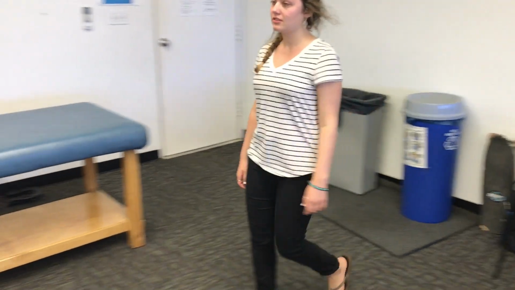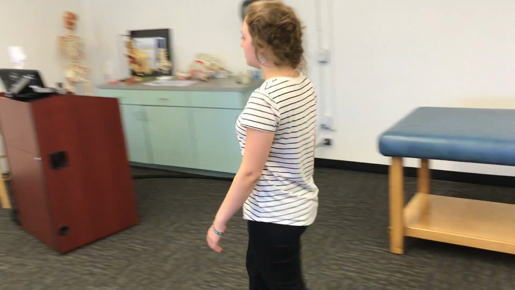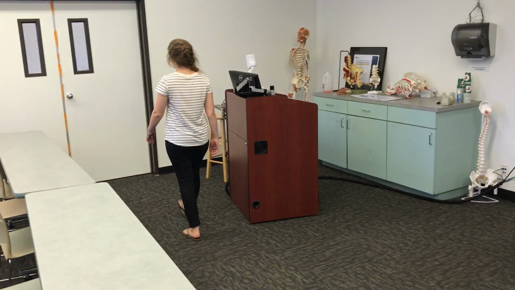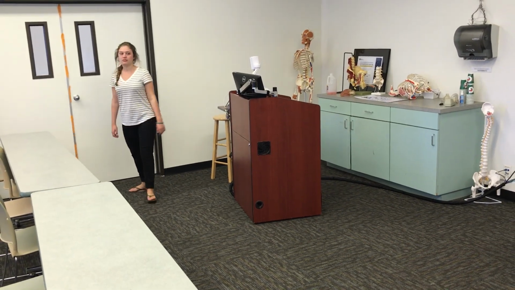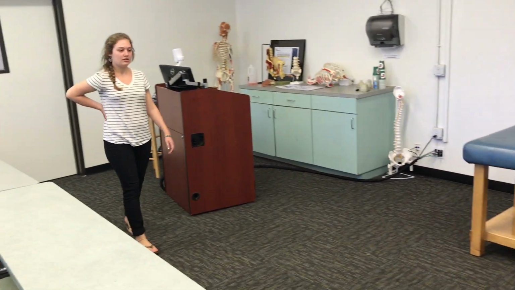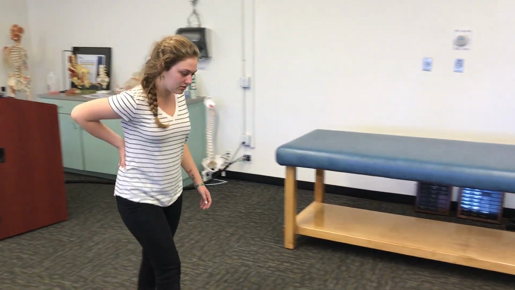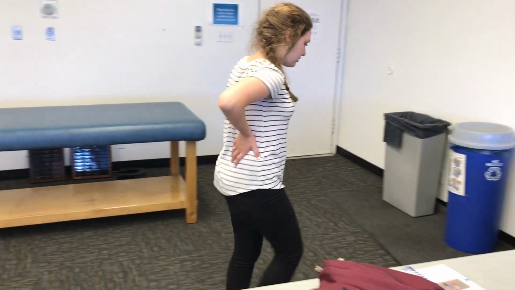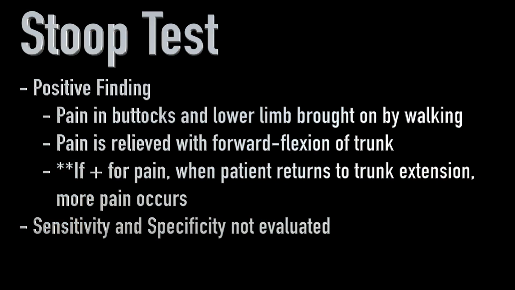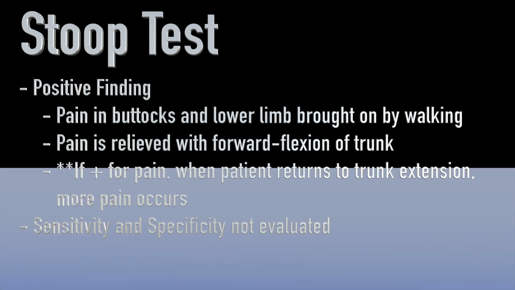For the stoop test, the patient walks briskly for about 1 minute, and the examiner is looking for the patient to forward flex at the trunk. This would indicate pain, and the pain is relieved when the patient does forward flex. There would be pain in the butt or the lower limb area brought on by the brisk walking, and you'll see that forward flexing at the trunk.